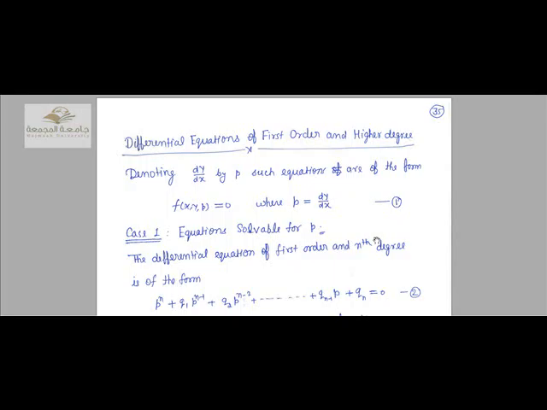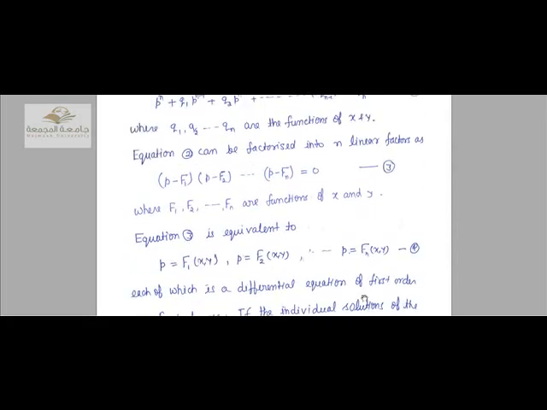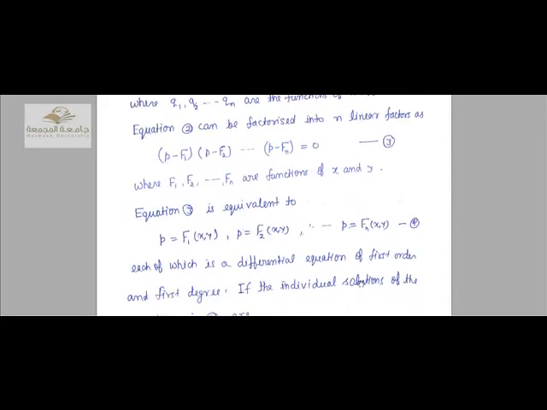The differential equation of first order and nth degree is of the form p^n plus q1 p^(n-1) plus q2 p^(n-2) up to qn is equal to 0, equation number 2, where q1, q2, qn are functions of x and y. Equation 2 can be factorized into n linear factors as (p minus F1)(p minus F2) up to (p minus Fn) is equal to 0, equation number 3, where F1, F2, Fn are functions of x and y.